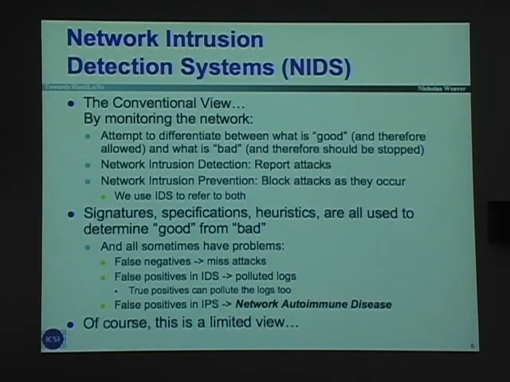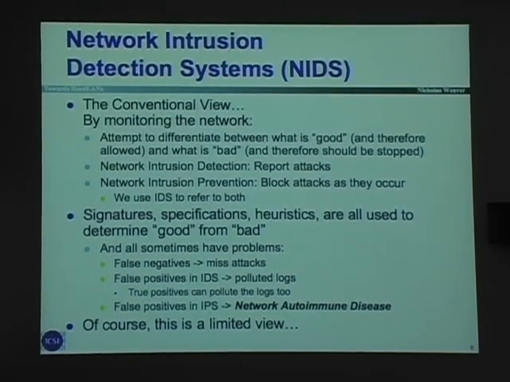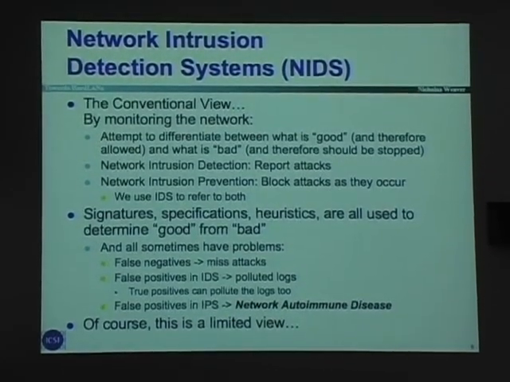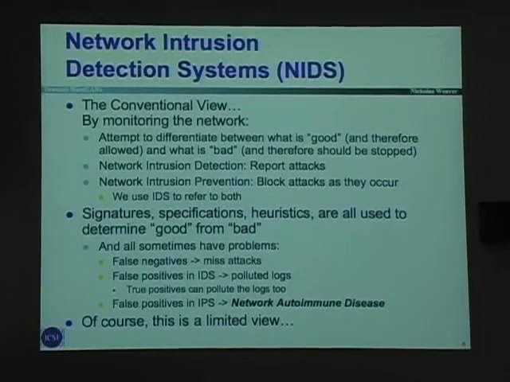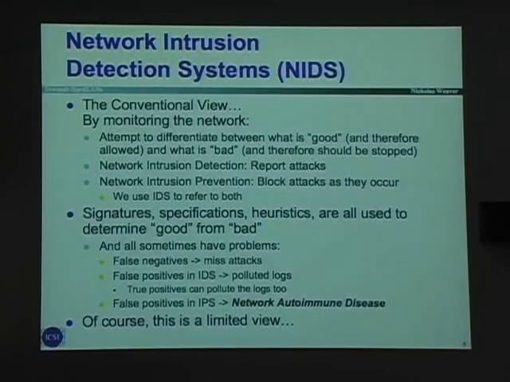So the conventional view of network intrusion detection is to distinguish good from bad and either report attacks or block them as they occur. In general, we use IDS to refer to both. And in practice, everybody runs them and everybody ignores them. You run them because your auditors say you need intrusion detection, and you ignore them because you get all these alerts and false positives, because everybody just runs Snort or the like, and Snort's stateless pretty much.